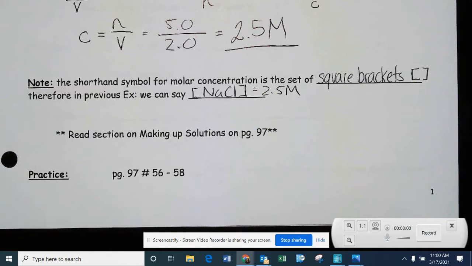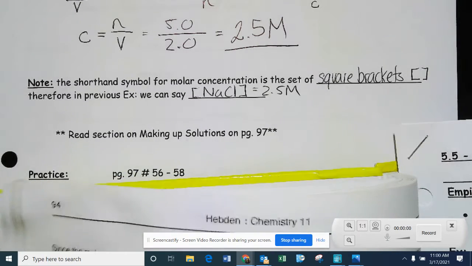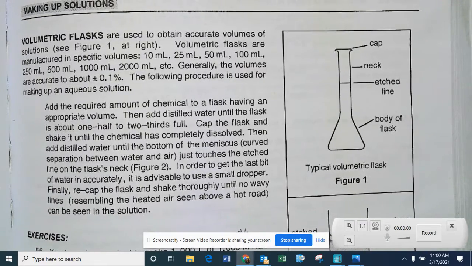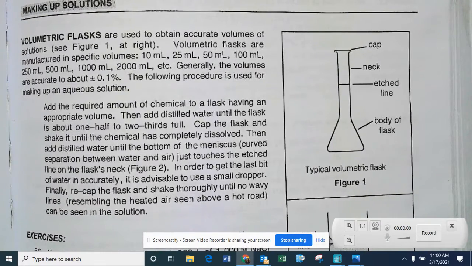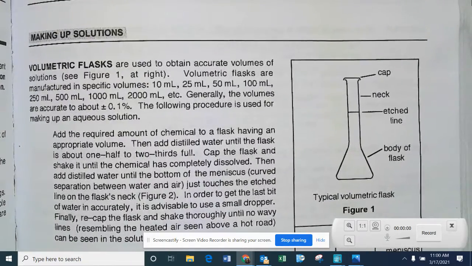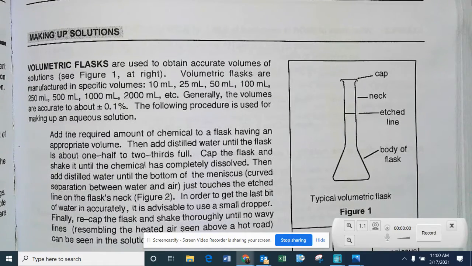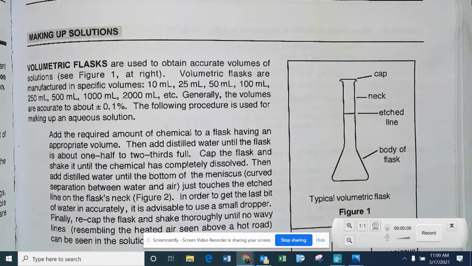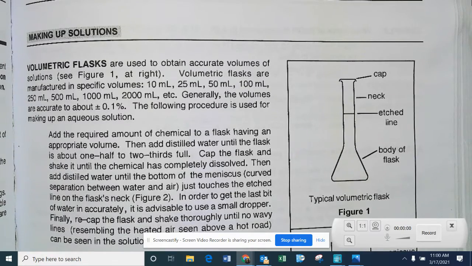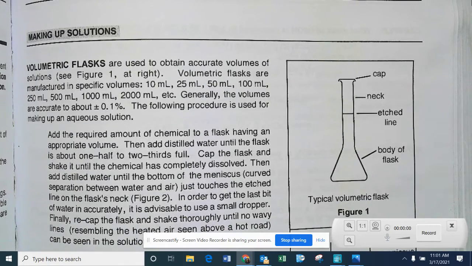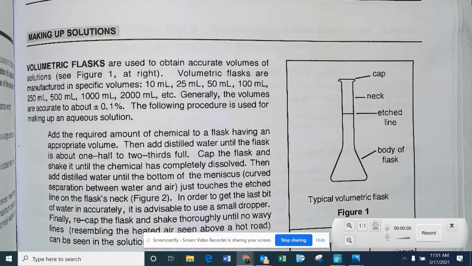Okay, let's open up our textbooks and go look at page 97 for a minute. Okay. So page 97 talks about making up solutions. So this is a volumetric flask, and I'm just going to actually get one out to show you all. Okay, so these are a couple volumetric flasks. Aren't they pretty? They're so pretty.